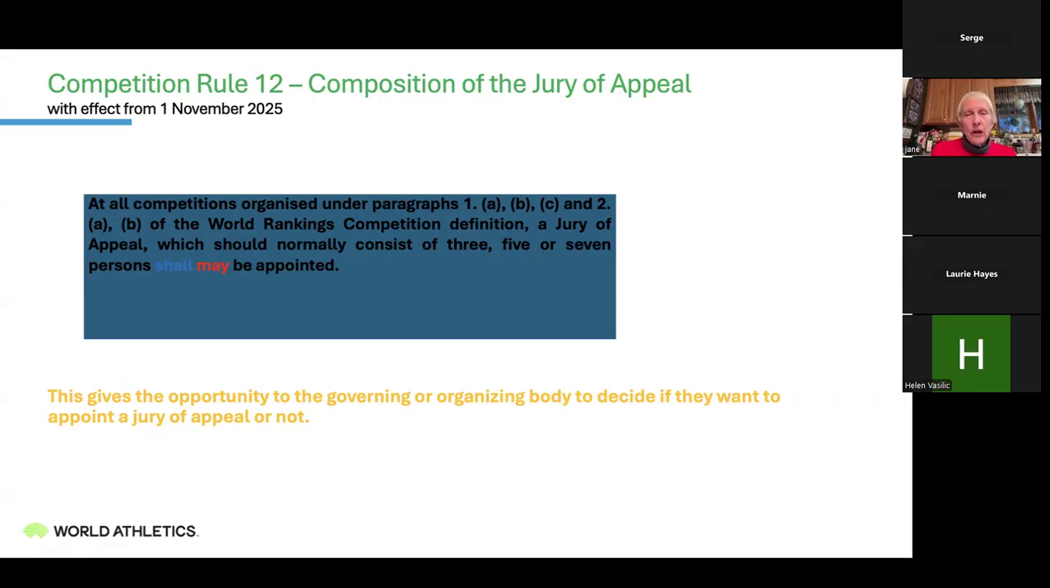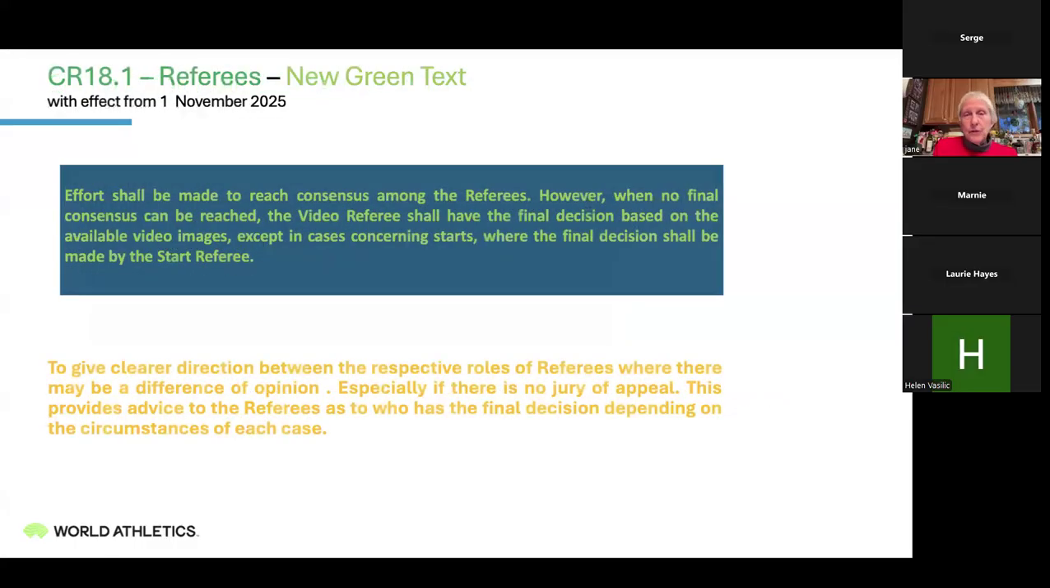So it's no longer mandatory to have a jury of appeal at a meet, but I would say at your national championships or the larger meets, a jury of appeal is still going to be assembled. But now the organizing body has the option of deciding whether they want to have a jury or not.